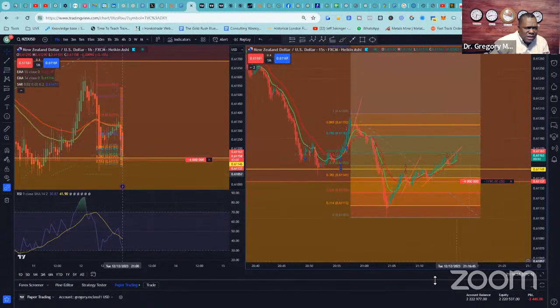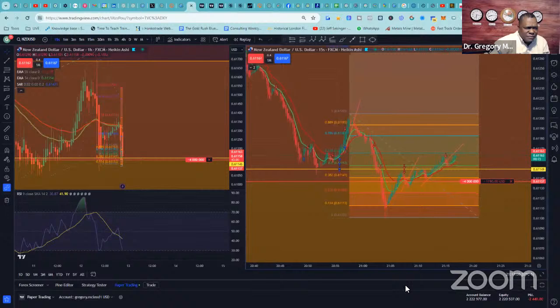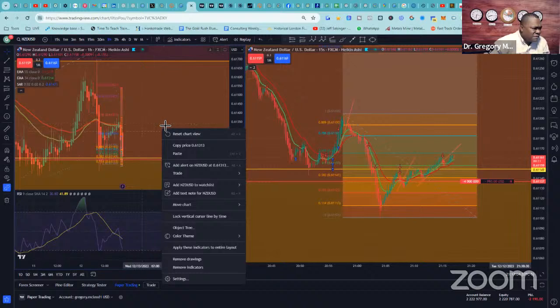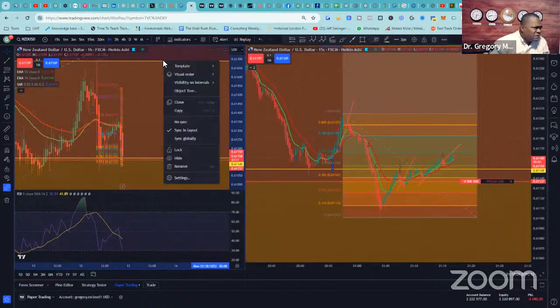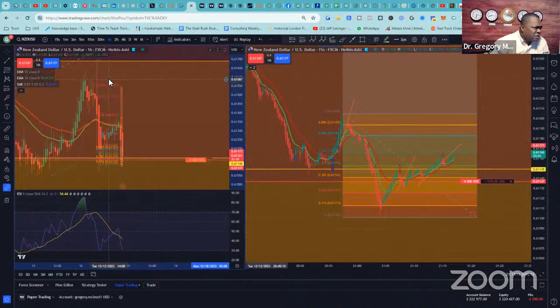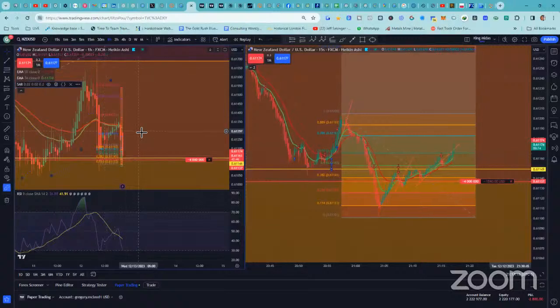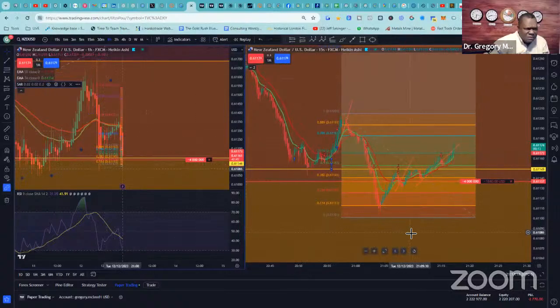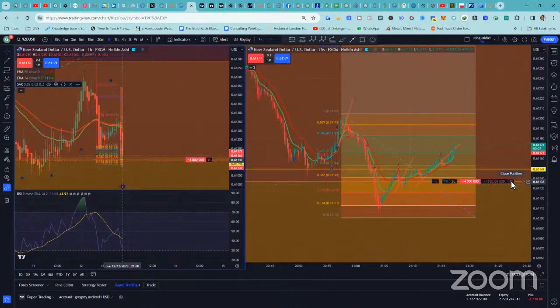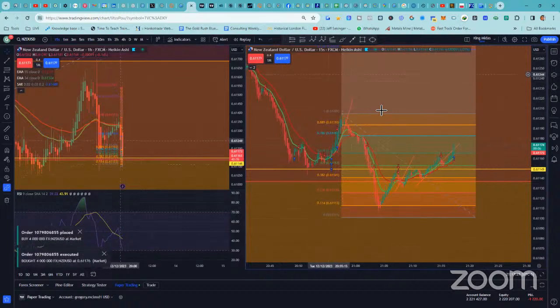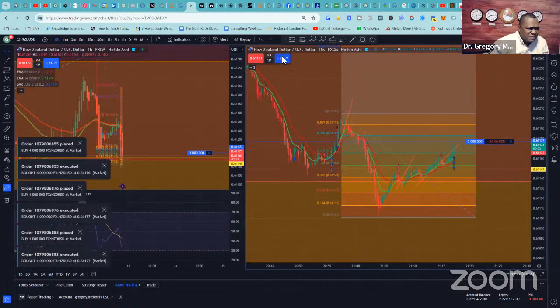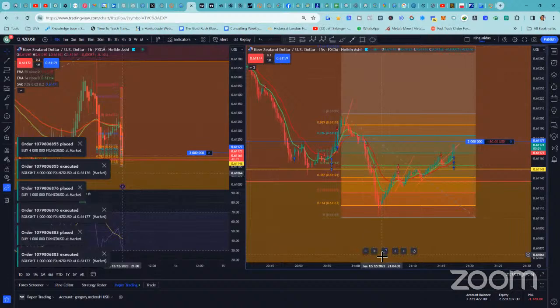hitting that 618 again. Let me get rid of these fibs. Yeah, that's what that was. That was a break. That was a re. It's pushing back up. Yeah. That's exactly what she did. Doggone it. It's all right. I still think she's gonna come down.